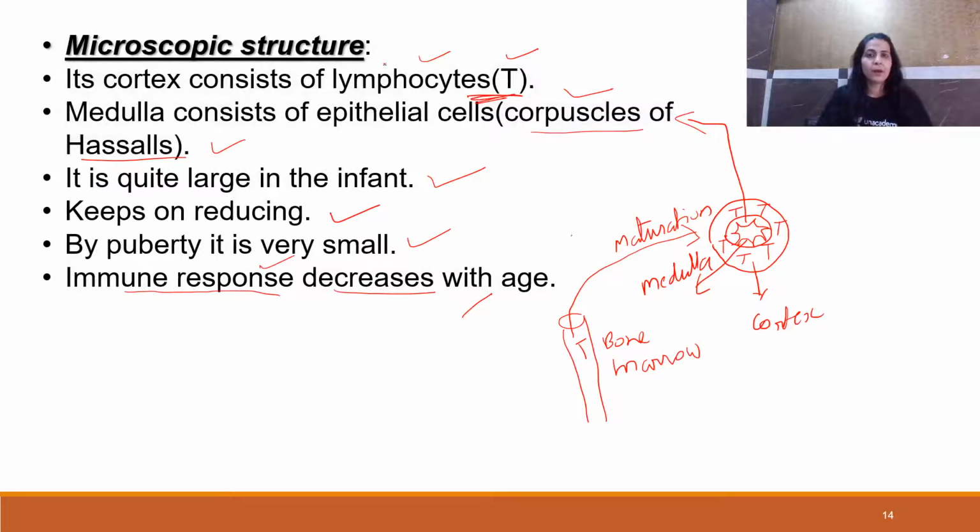Now, hormones of thymus. Let me go once again back to this, if you're finding it a little difficult. In the thymus, the cortex consists of lymphocytes. The medulla consists of epithelial cells, which are known as corpuscles of Hassall. The gland keeps on decreasing right after birth, and so we say the immune response decreases with age. Okay, so hormones of thymus.